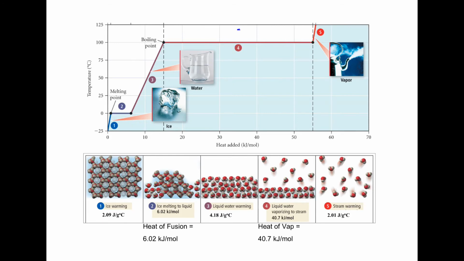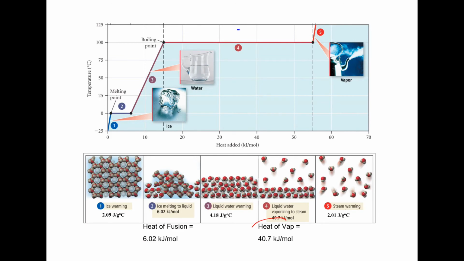And I had looked up the numbers for the heat of fusion and the heat of vaporization down here at the bottom. The heat of fusion, this portion right here, is about 6 kilojoules. This portion here is about 40 kilojoules. That's like 6 or 7 times higher than the delta H of fusion.